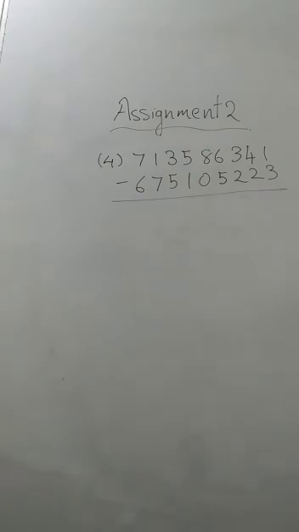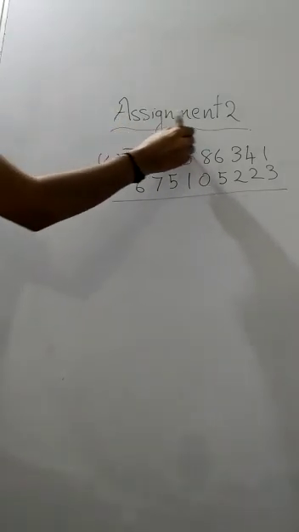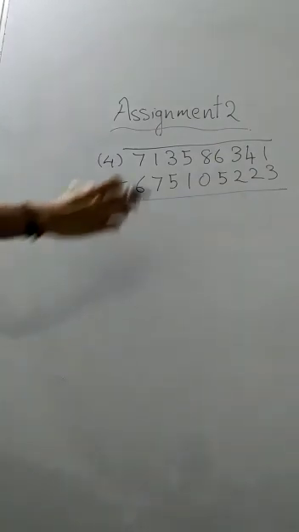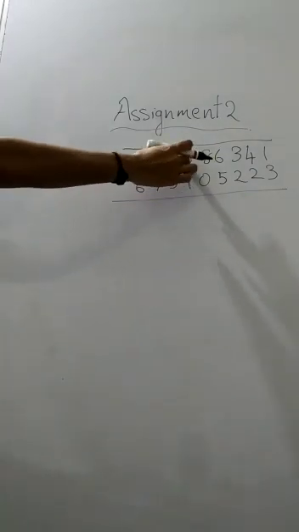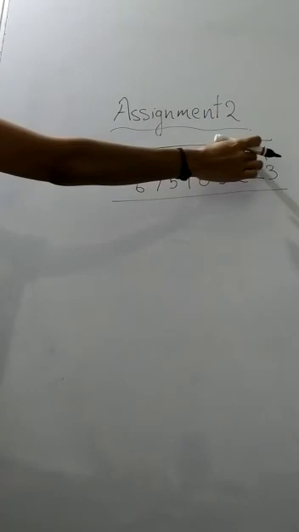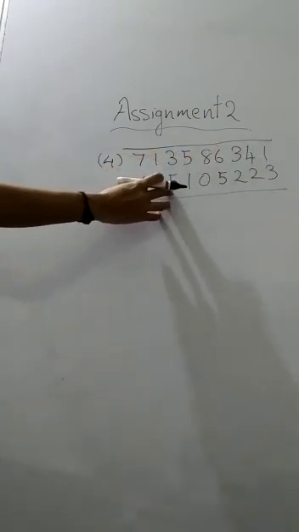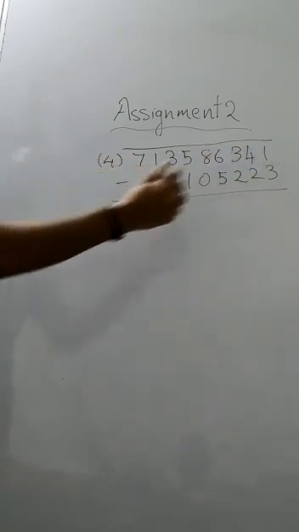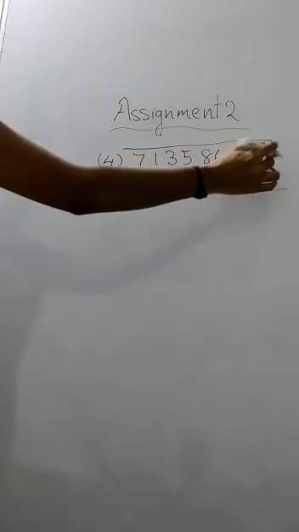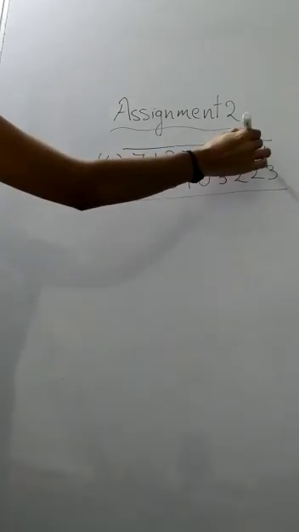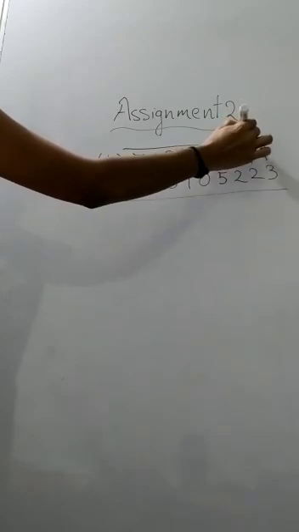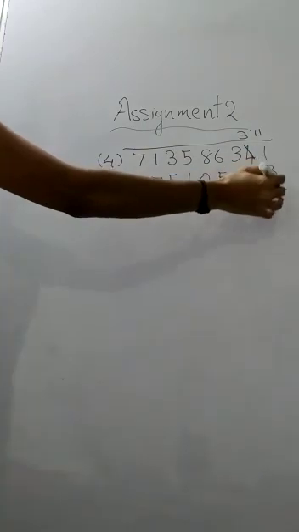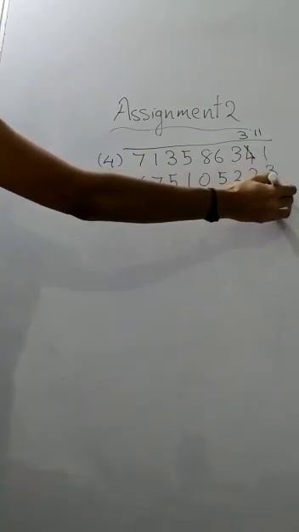Now the next number given is this. Let us start from this side. 71358634 and 675105223. So let us start from this side. 1 minus 3 you can't do. So this will change to 3 and you are borrowing 1. Means it will be 11. 11 minus 3 how much? 11 minus 3 will be 8.